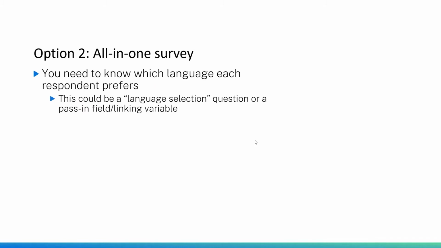So for the all-in-one survey, we do need to know what language the respondent prefers. This could be a question at the very beginning of your survey, like we just saw in the last example, where they pick English or Spanish or Dutch or German or something like that. Or it could be a pass-in field. If you're linking from another platform or from your panel provider and you know the language that the respondent needs beforehand, that can be a simple pass-in field or a survey linking variable.